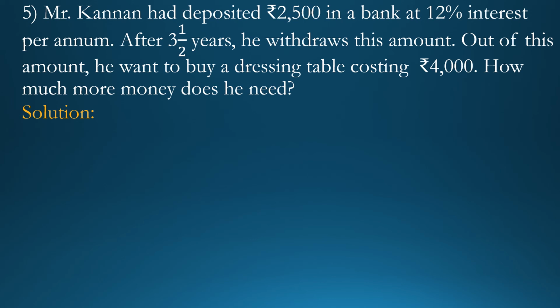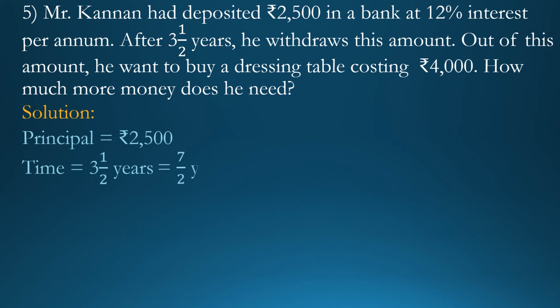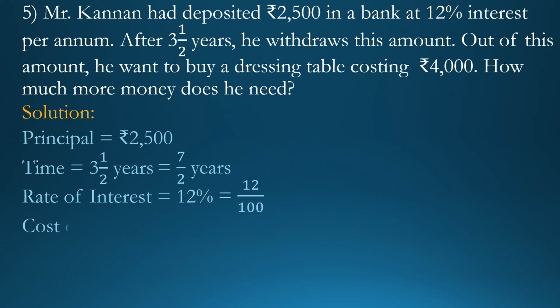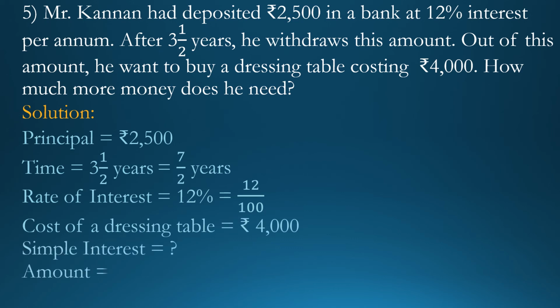Let's see. Principal is equal to rupees 2500. Time is equal to 3.5 years. See, 3.5 is a mixed number, so let's convert it into an improper fraction. 3 2s are 6 and 6 plus 1, 7. So we get 7 upon 2 years. And rate of interest is equal to 12%. Now write it in fraction form, that is 12 upon 100. And cost of dressing table is equal to rupees 4000. Simple interest we have to find out. Amount also we have to find out. And how much more money Mr. Kanan needs, we have to find out.